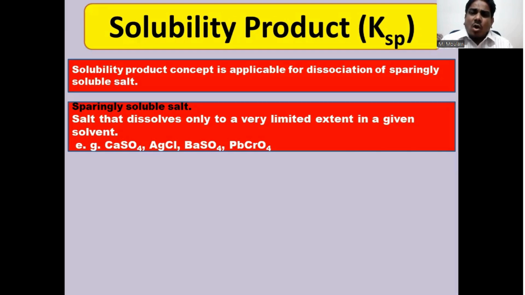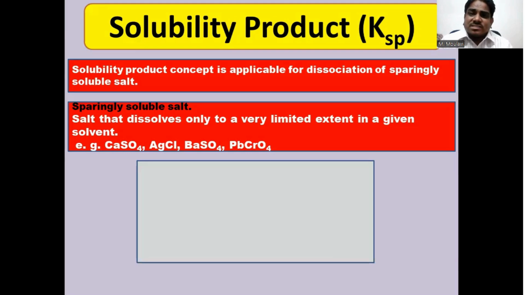So these salts or these solids are practically insoluble in the aqueous solution, and very little extent of the ions are produced in solution, meaning their dissociation is very weak. So this is an example of silver chloride. This is a very commonly known sparingly soluble salt.